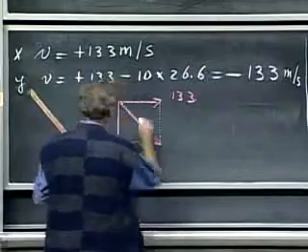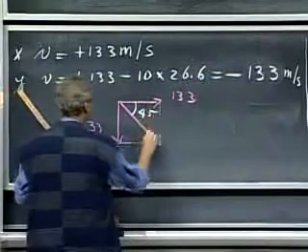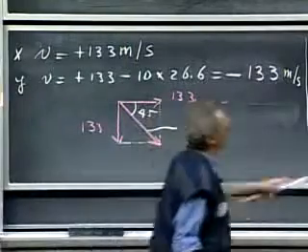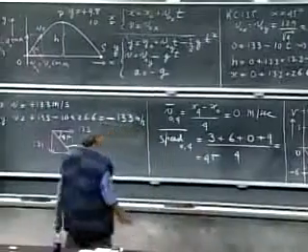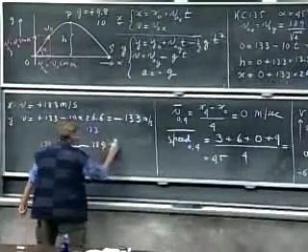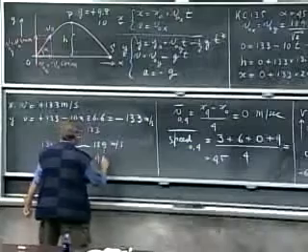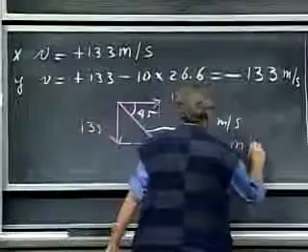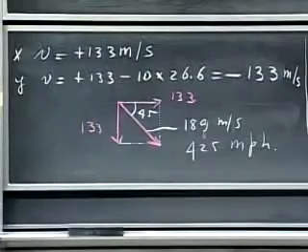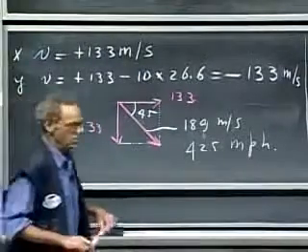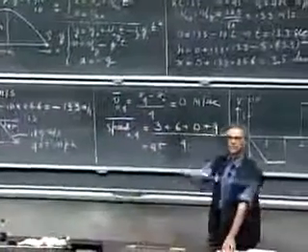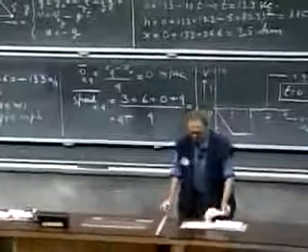And no surprise, this angle is 45 degrees. And this one is the square root of 2 times 133. And that, of course, gives you back your 189 meters per second. And that is 425 miles per hour. I'm not recommending that you would do this. Of course, it is perfectly reasonable to immediately come to that conclusion because of the symmetry of the parabola.